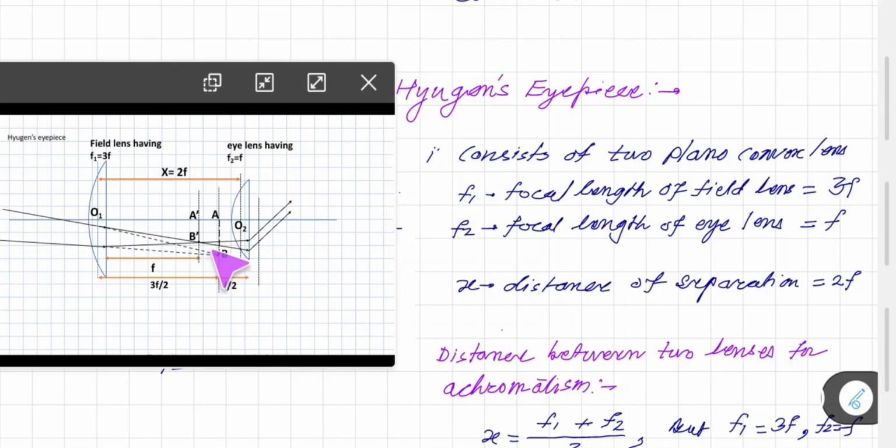So obviously here, as these rays are parallel and the observer is here, the final image produced by this eyepiece is at infinity. So that is the working of the Huygens eyepiece.